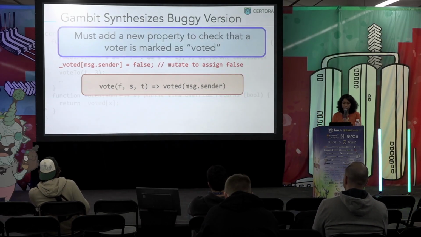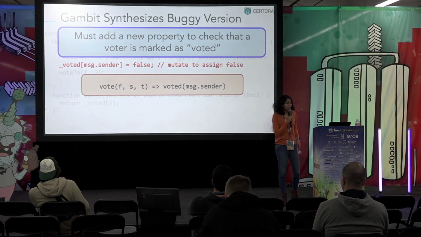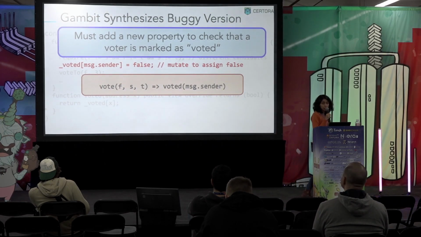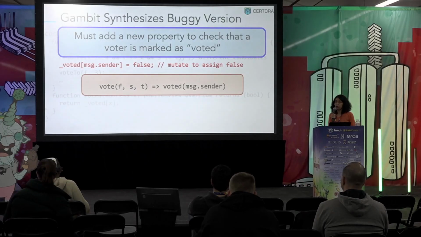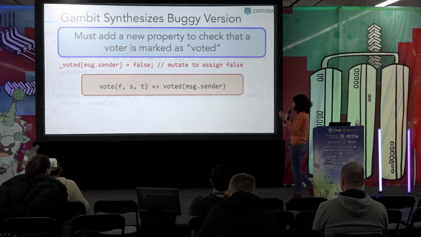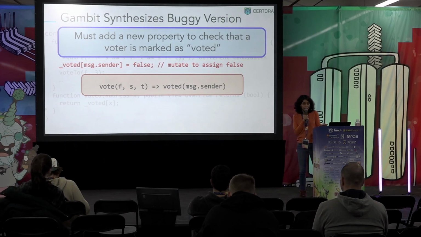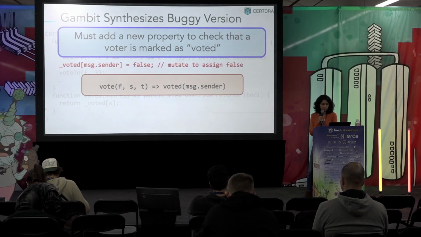So what do you do? It turns out that you actually missed a property. One property that you should add to that list of specifications is that once a person has already voted, you're really changing the status of that address to true. This is not a property that the original list had, so you should add this, and then your specification is going to catch this mutant.